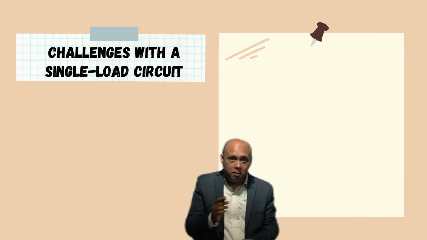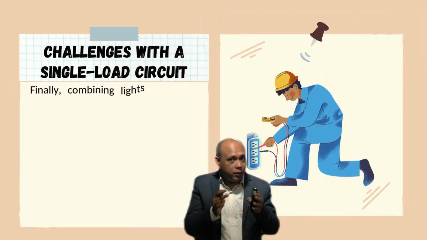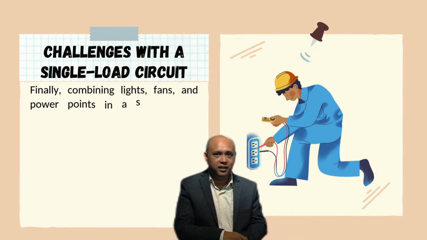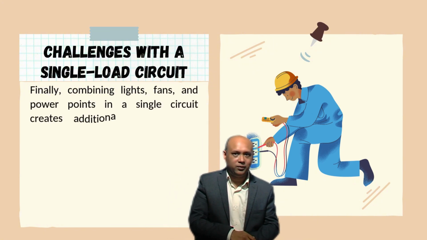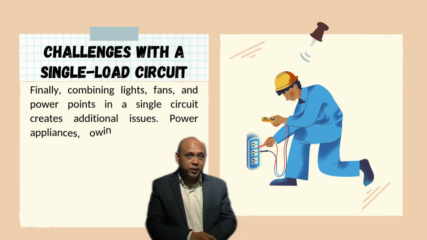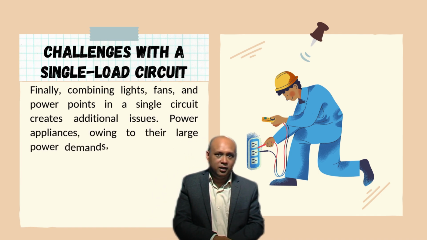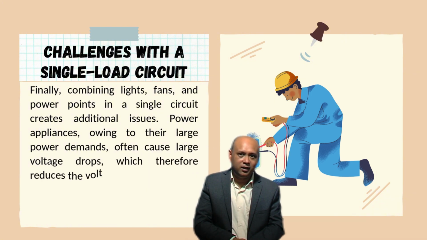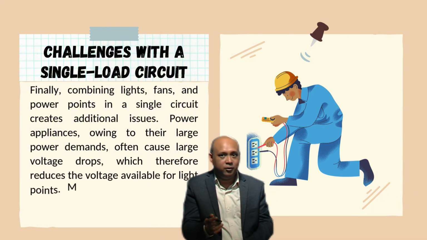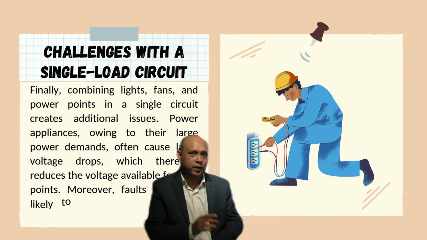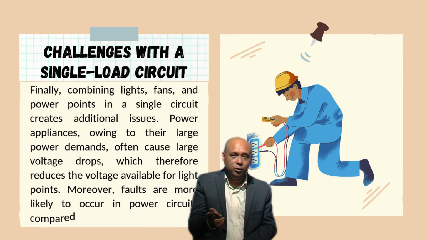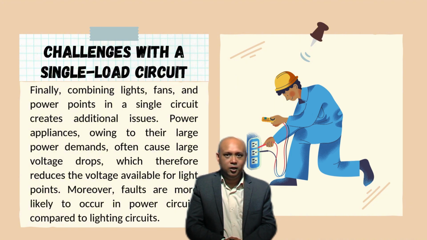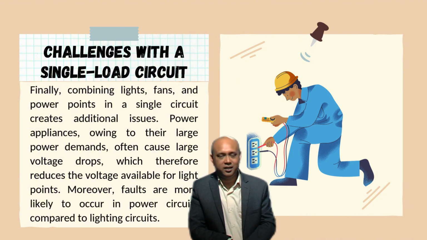Finally, combining lights, fans and power points in a single circuit creates additional issues. Power appliances, owing to their large power demand, often cause large voltage drops, which therefore reduces the voltage available for light points. Moreover, faults are more likely to occur in power circuits compared to the lighting circuits.